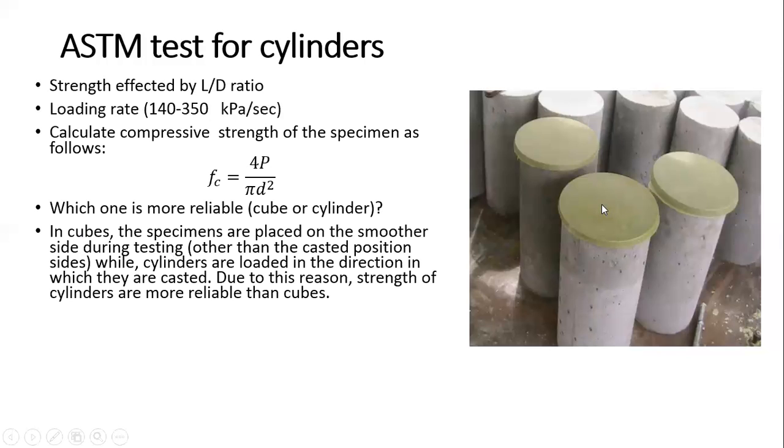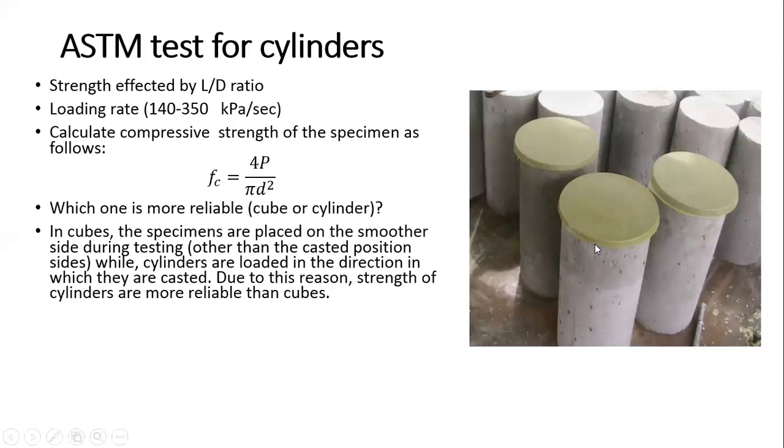You have to apply the load from the top, and there is a steel plate here, on the smoother side during testing, other than the casted position. Now what will happen? The cylinders are casted in this fashion, vertically. This is a vertical mold. You have to fill the concrete and cast in the vertical direction, and then testing is also done in the same direction. So this is more scientific, more logical.